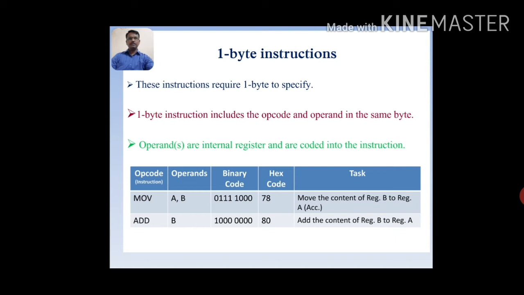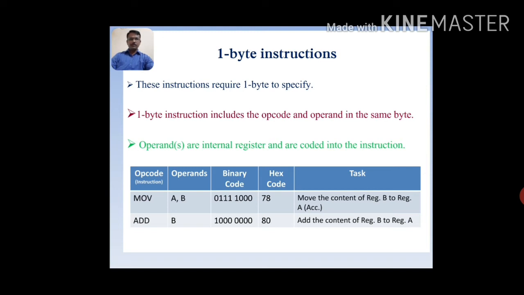0111 means 7 and 1000 means 8. Look at this 78 code. Out of that, the 2 MSB bits 01 are the move operation. So 01 means move operation, 111 is the code for register A, and 000 is the code for register B, and thus the binary code generated in hex will be 78.